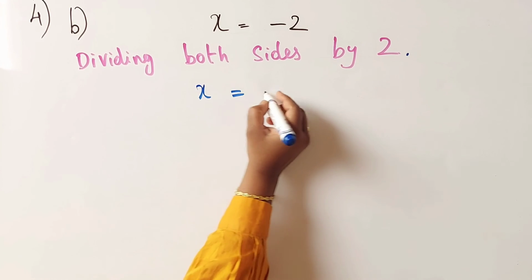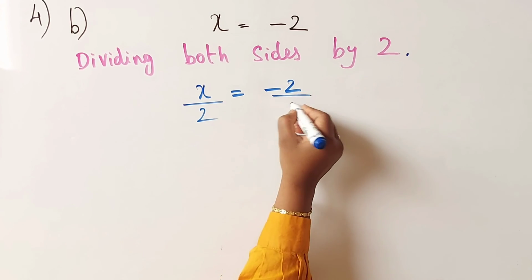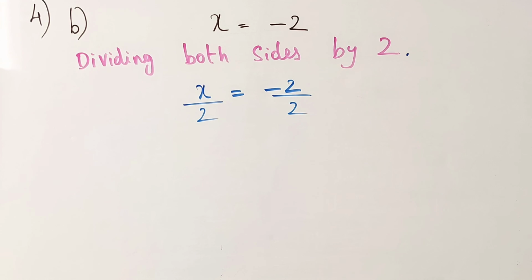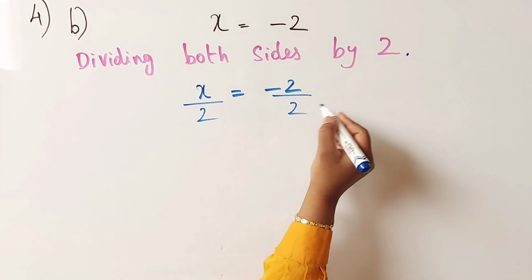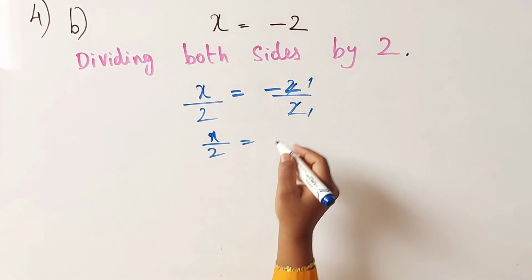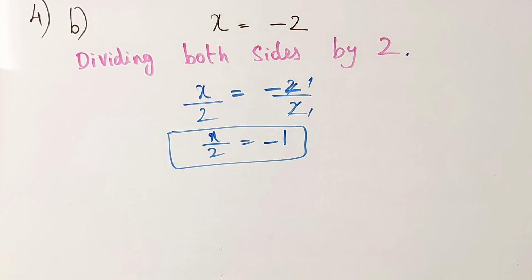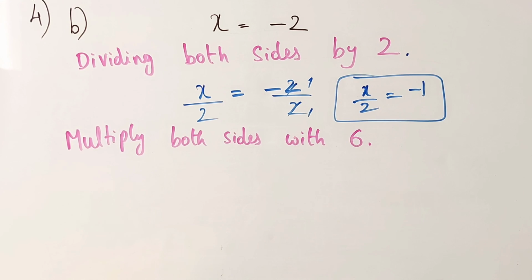So x equal to minus 2 is the main equation. By 2 here and by 2 here because we are dividing with 2 on both the sides. So x by 2 equal to, 2 ones are 2, minus 2 ones are minus 2, right, children? So minus 1. This is the first equation. Now we will do multiplication. Multiplying both sides with 6, children.